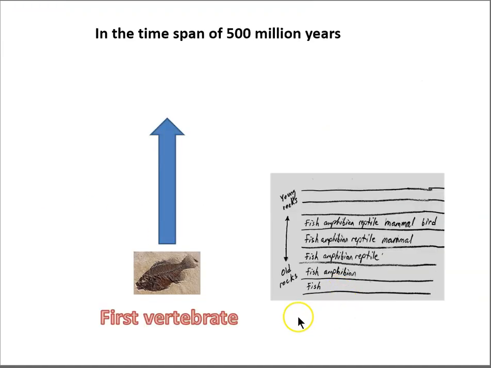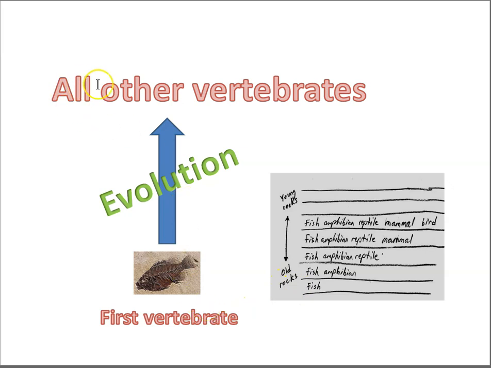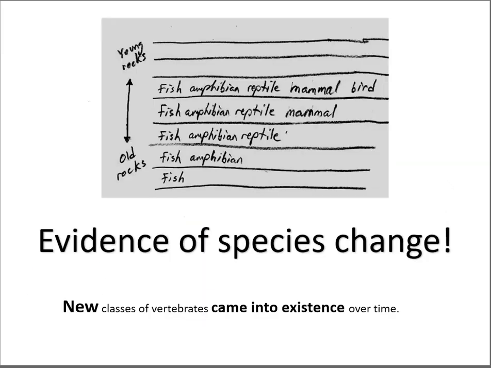This leads us to a radical conclusion that all the vertebrates we see today can trace their ancestry back to fish. So apparently, in the span of 500 million years, new kinds of species emerged, new kinds of vertebrates. There were only fish 500 million years ago, and now we have all the other 5, the full 5 categories of vertebrates. So this then would be evidence that species did change. New species were emerging. New classes of vertebrates came into existence over time.